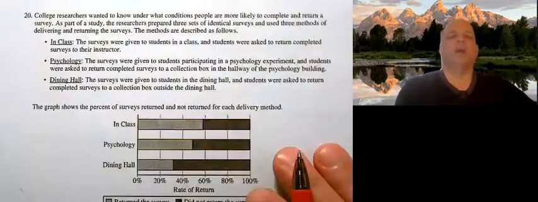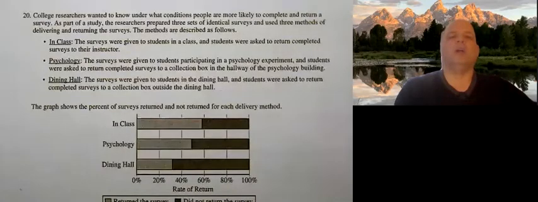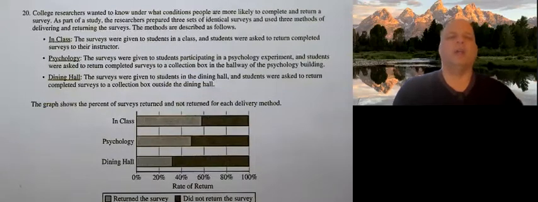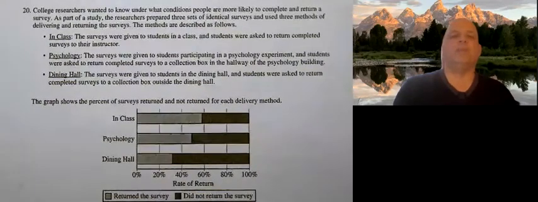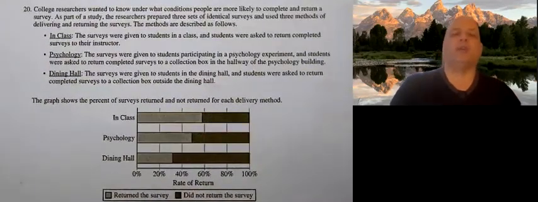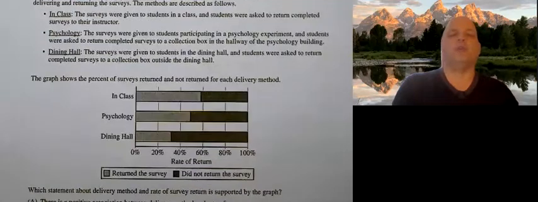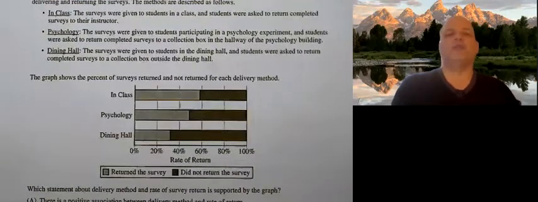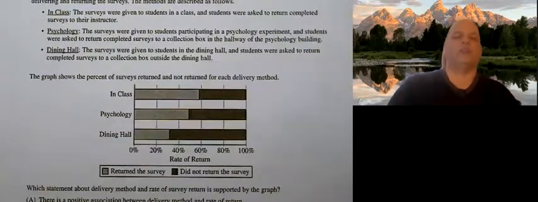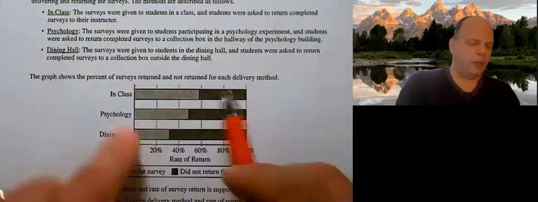Number 20, college researchers wanted to know under what conditions people are more likely to complete and return a survey. As a part of the study, the researchers prepared 3 sets of identical surveys and used 3 methods of delivering and returning the surveys. The methods are described as follows. In class, the surveys were given to students in a class, and students were asked to return completed surveys to their instructor. All right, so we ended up with this.